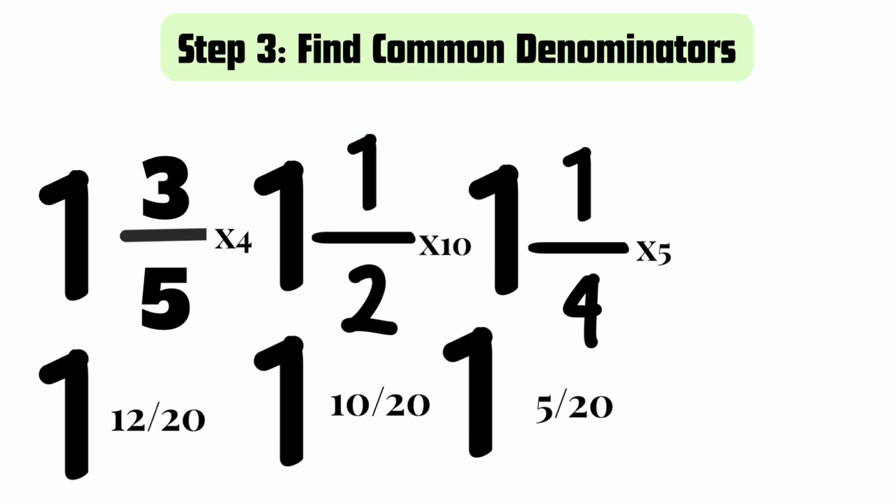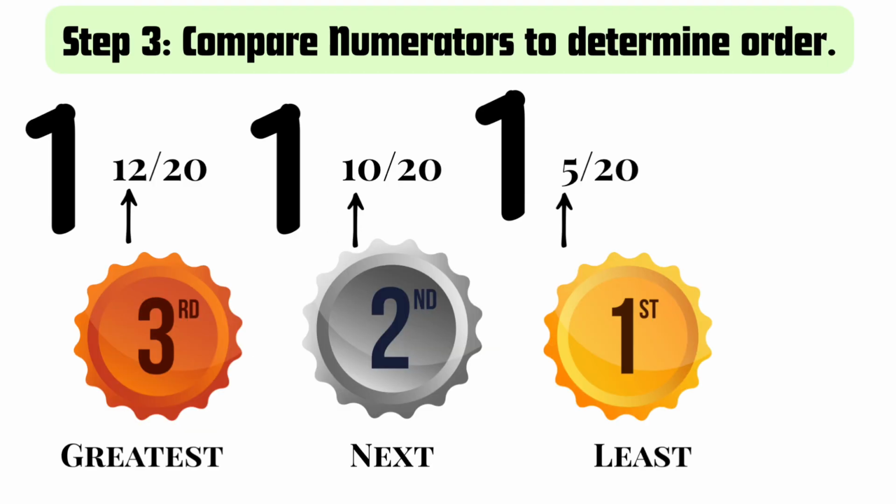To convert all fractions to have this common denominator, we would need to multiply 3/5 by 4 to get 12/20. We multiply 1/2 by 10 to get 10/20, and we multiply 1/4 by 5 to get 5/20. Now that all three numbers have the same whole number and the same common denominator, we can easily compare them by looking at the numerators.